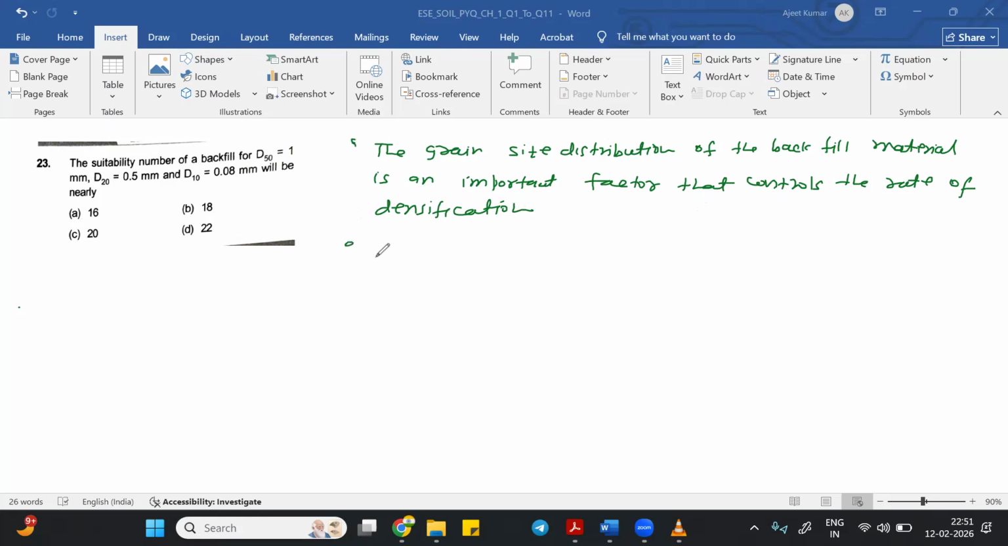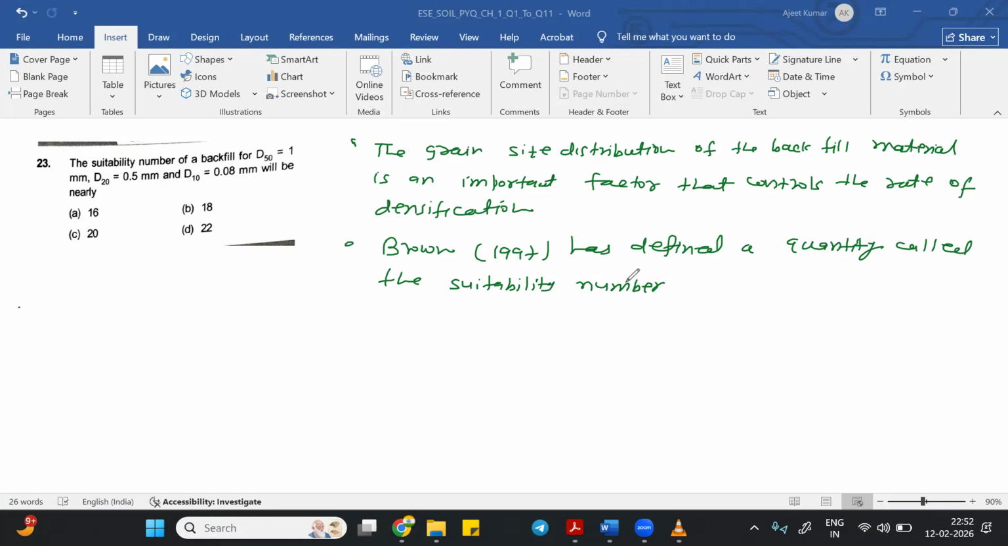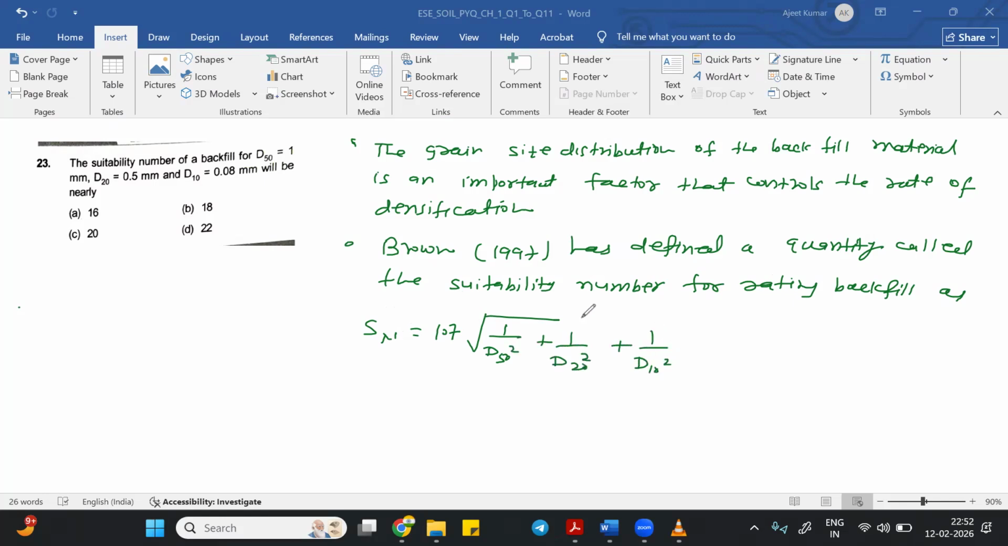Okay, the second point is Brown, that is the scientist's name, in 1997 defined a quantity called the suitability number for rating backfill as Sn equal to square root of 1.7 times the sum of 1 upon d50 square plus 1 upon d20 square plus 1 upon d10 square.